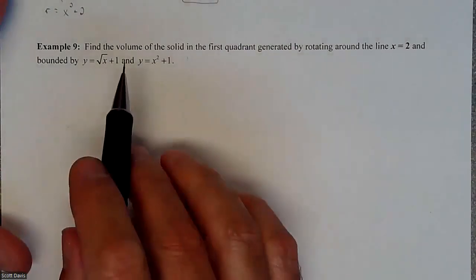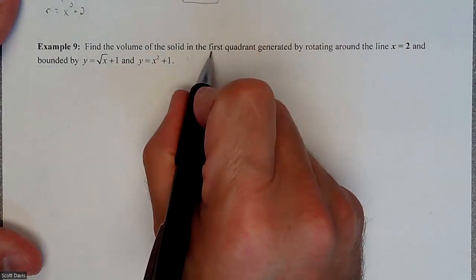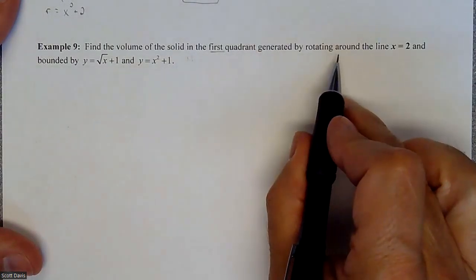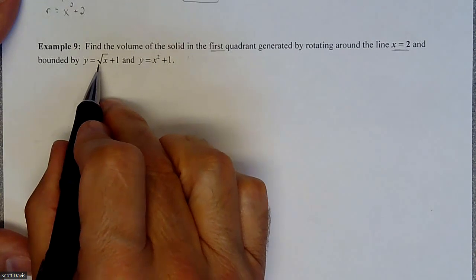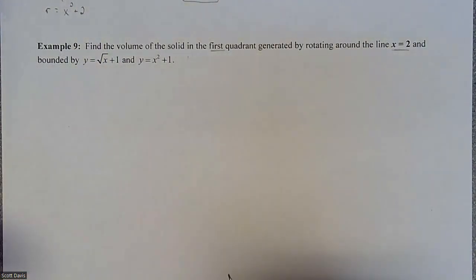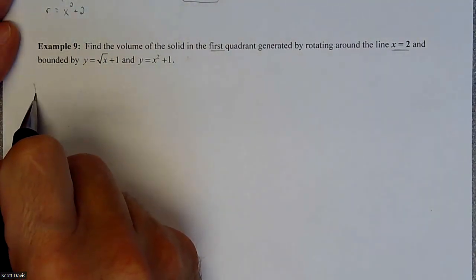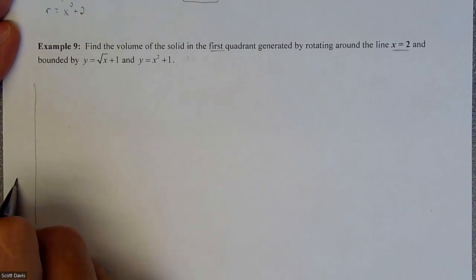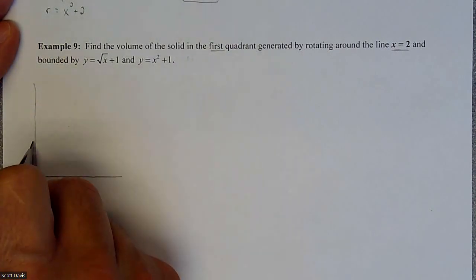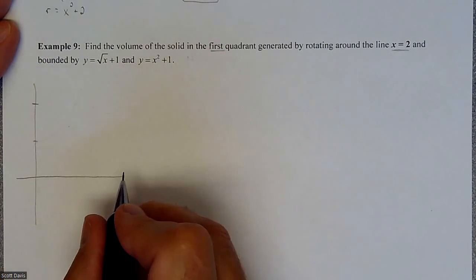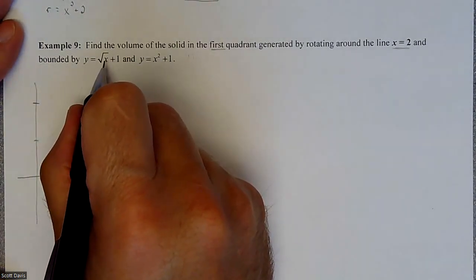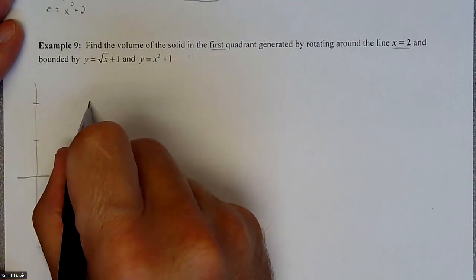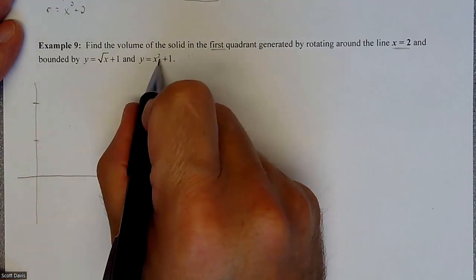In this example, we're going to find the volume of a solid in the first quadrant generated by rotating around the line x equals 2, and we're going to be bounded by these two equations. So let's create ourselves some sort of a visual for this. X values. So this graph right here is going to be a square root graph, which is going to kind of have this shape, and a parabola is going to have this shape.